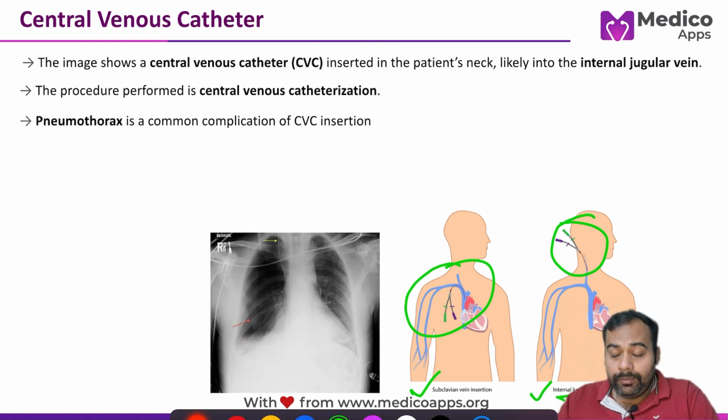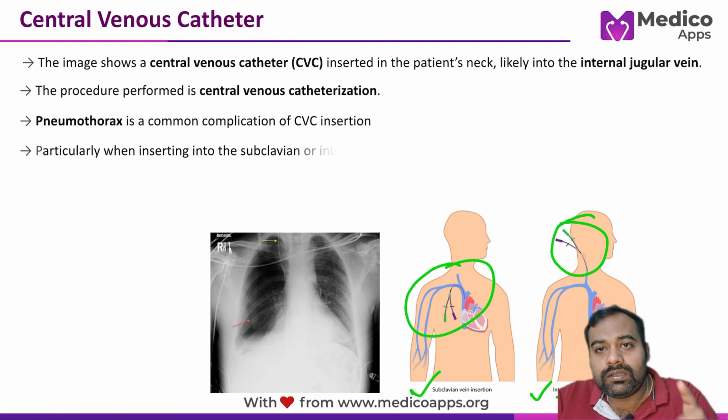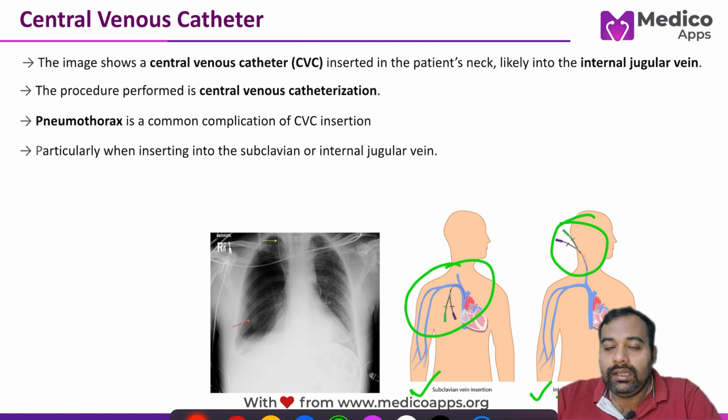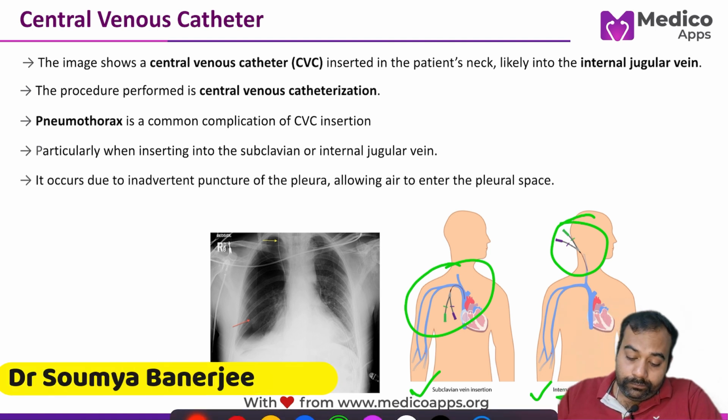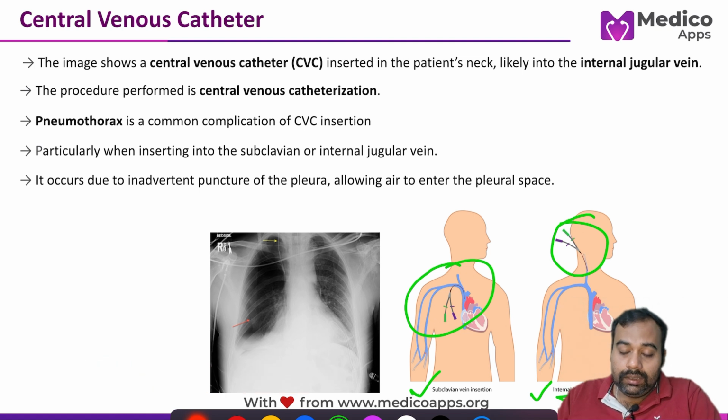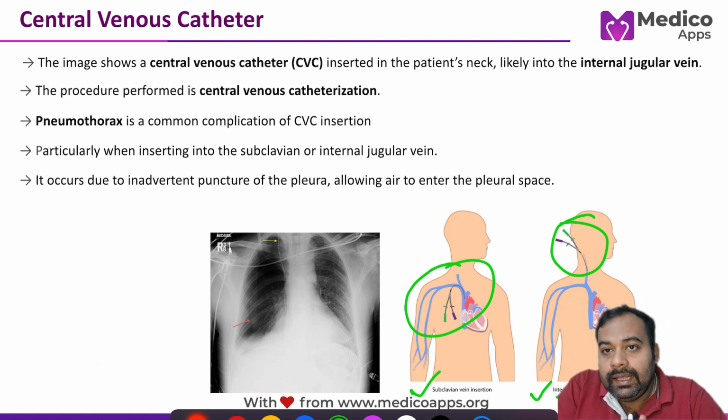Now obviously, one of the most common complications that we might encounter in central venous catheterization is pneumothorax. Pneumothorax typically happens while doing the catheterization. We might puncture the apex of the lung, and the puncture of the apex of the lung leads to pneumothorax development.